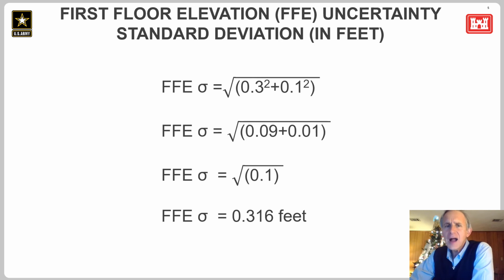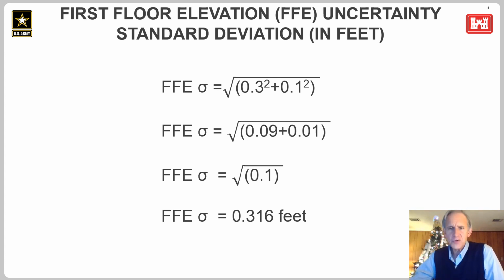Going to the next slide, though, we're not finished, because we've got 2 uncertainties: a standard deviation for the ground elevation and a standard deviation for the foundation height. And in statistics, you just can't add those two up. There's a formula for that to get the overall standard deviation, which is equal to the square root of the sum of the squares of each of those.